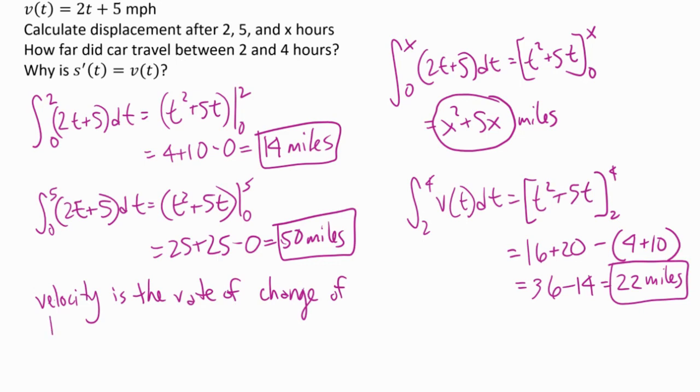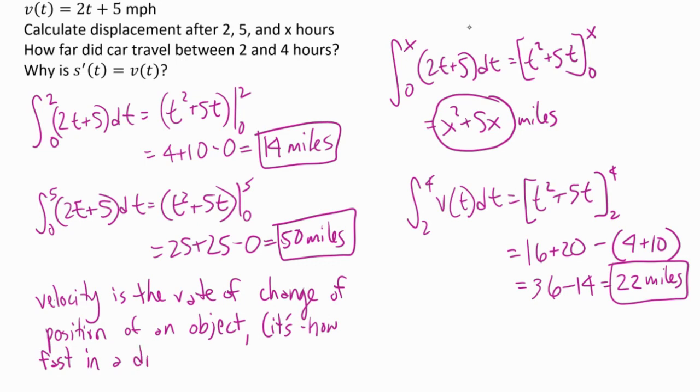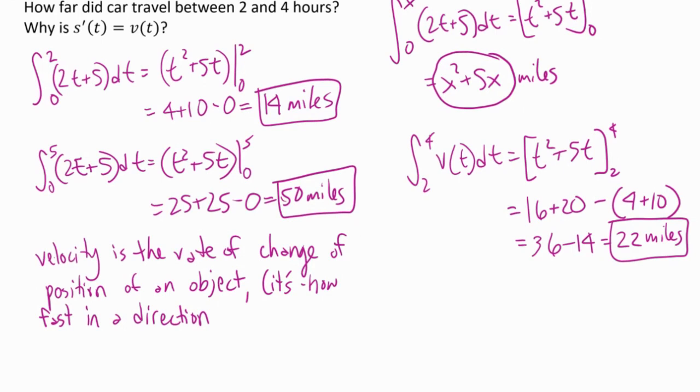Actually, you know what? It's not rate of change of displacement. Let's be more specific. Velocity is the rate of change of position of an object. And I'm just going to put this in layman's terms. It's how fast in a direction, and I want to mention direction because velocity can be positive or negative depending on the direction. It's how fast in a direction an object moves.